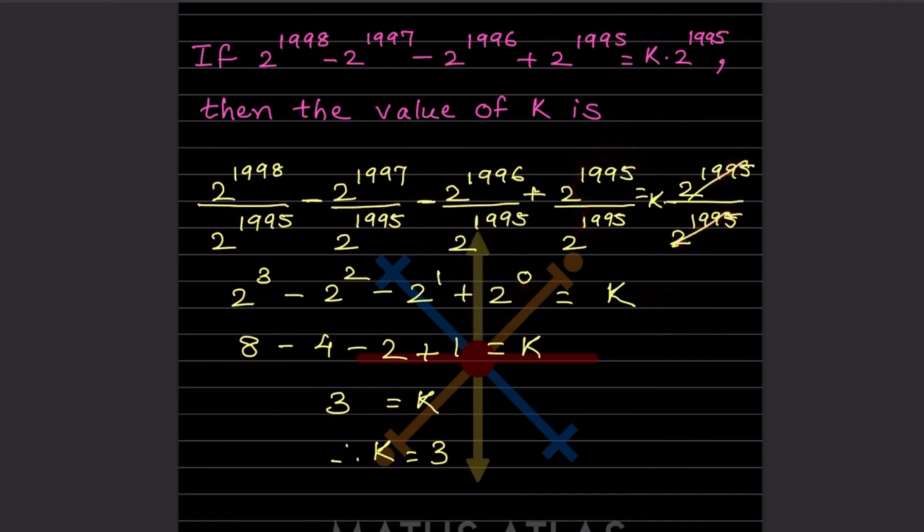So 2 raised to 3 means 2 into 2 into 2, that is going to be 8. 2 raised to 2 means 4. 2 raised to 1 means 2. And anything raised to 0, that is going to be 1. So what will we do here? 8 minus 4 is 4, 4 minus 2 is 2, 2 plus 1 is 3. So the value of k is 3.